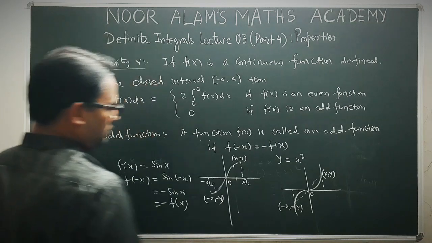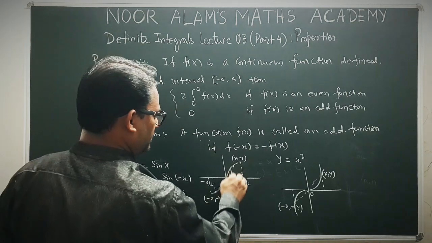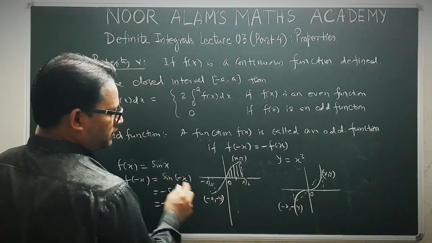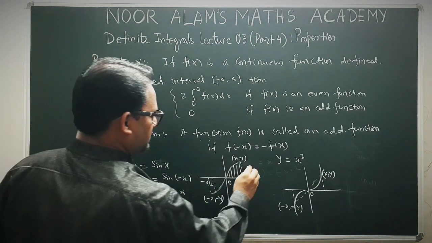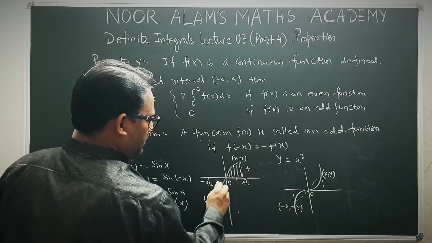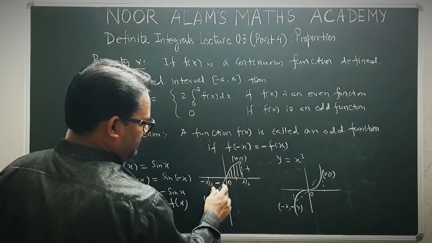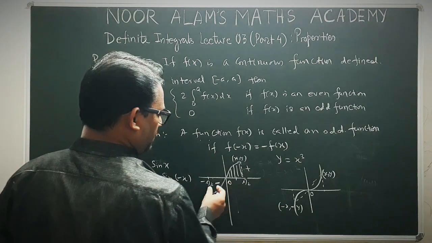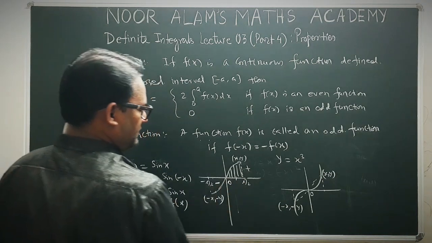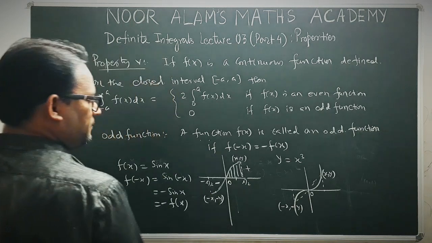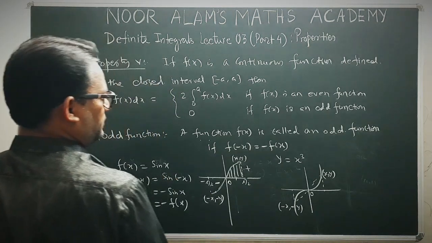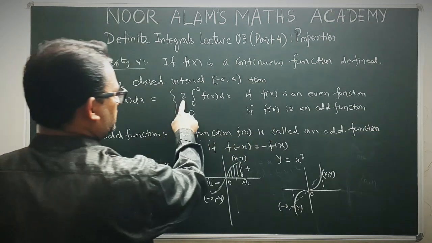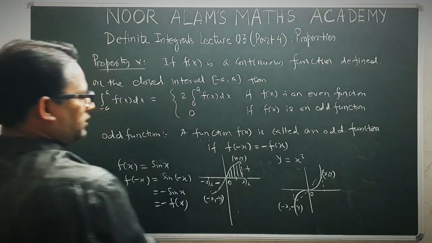Now what will happen if we calculate the area of this part? In a definite integral, the area above the x-axis is considered positive, and the area below the x-axis is considered negative. So if it is plus 5 above, it will be minus 5 units below, and as a result they cancel each other out in the definite integral. That's why for odd functions we get the result 0, and for even functions we get the result 2 times the integral from 0 to a of f(x) dx.